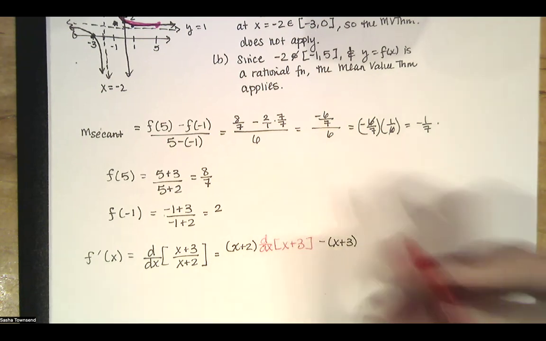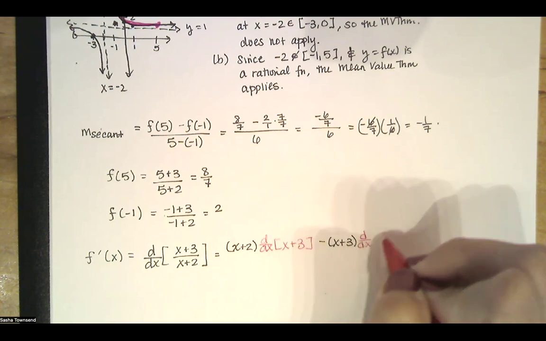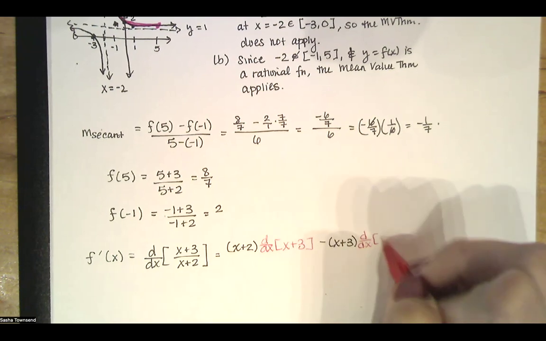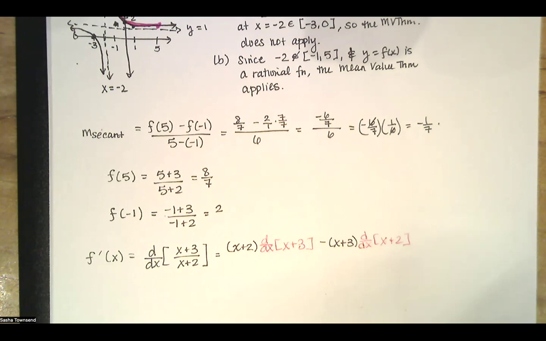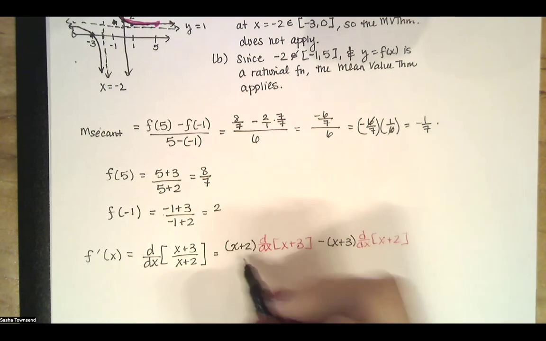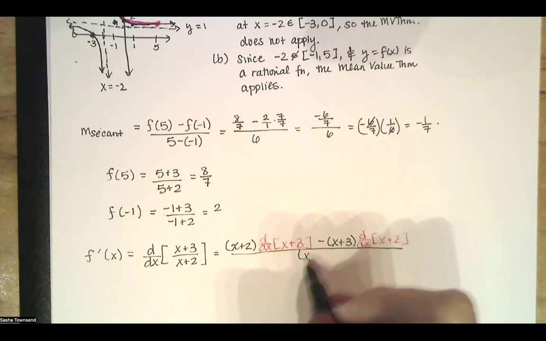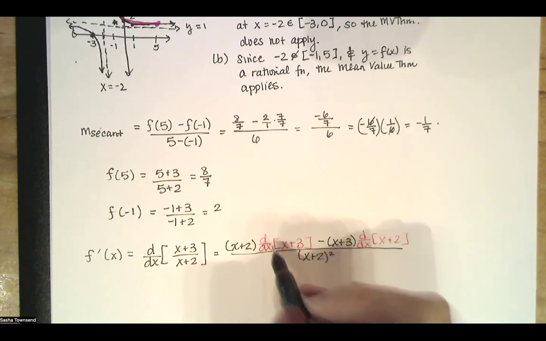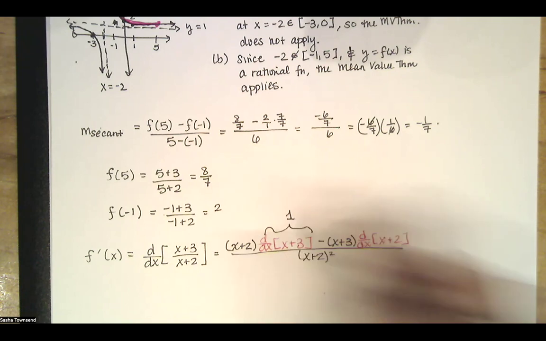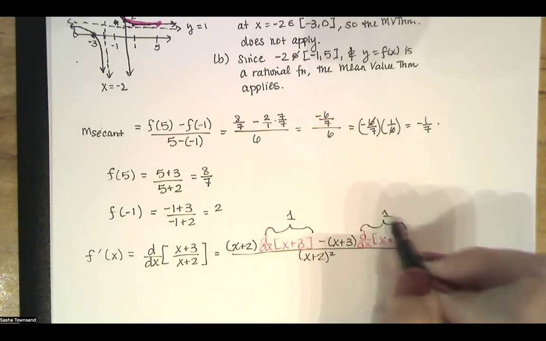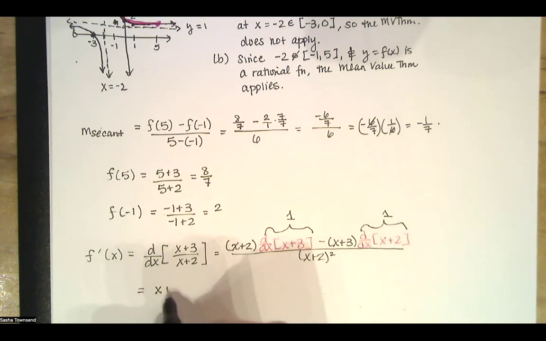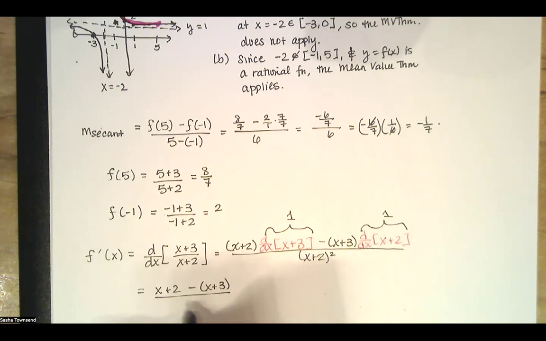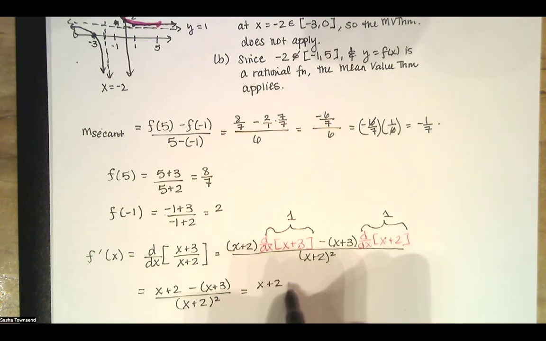d low. And whenever we say d low, we just mean the derivative of the bottom function. The d is an operator that applies to the function in front of it. All divided by low low. And of course, this derivative is 1. This derivative is 1. So we end up with (x plus 2) minus the quantity (x plus 3), all divided by (x plus 2) quantity squared. You distribute the negative.